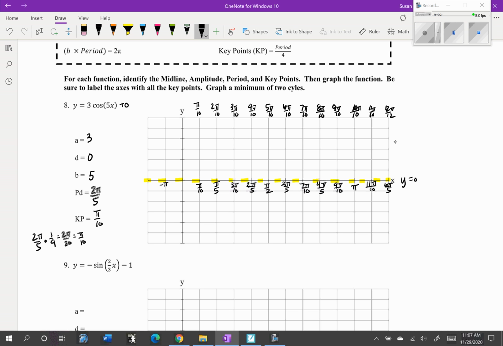This is negative pi over 10 and negative pi over 5. So it's always important to label your x-axis and, of course, your y-axis. So we need to know that scale as well. So this is a cosine graph.